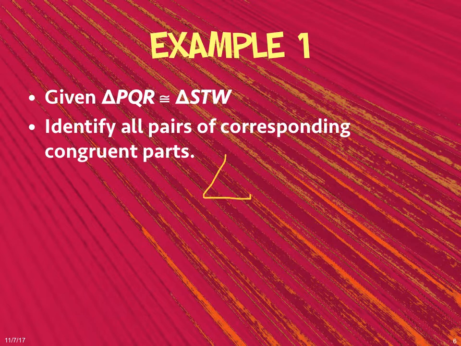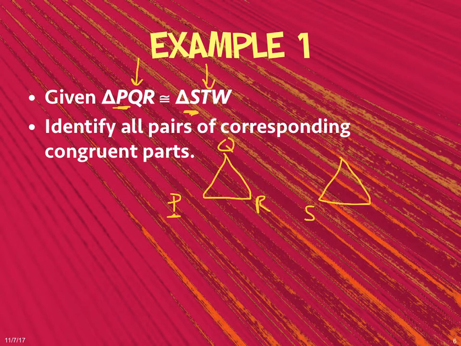So we have triangle PQR and triangle STW. So if I put P in the bottom right, then I have to put S in the bottom right too. Since P is the first letter and S is the first letter, the second letter has to go in the same spot too. So Q and T have to go in the same spot.